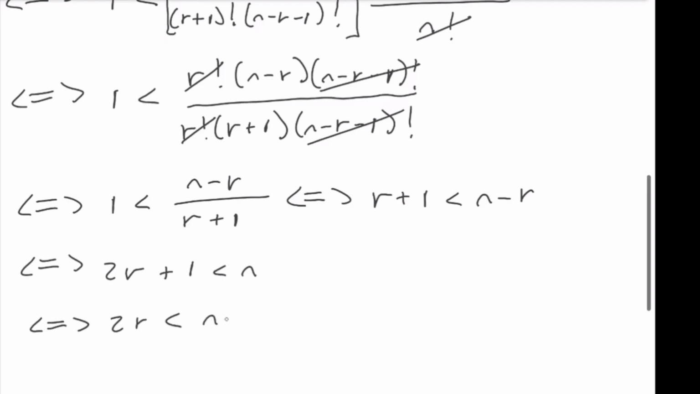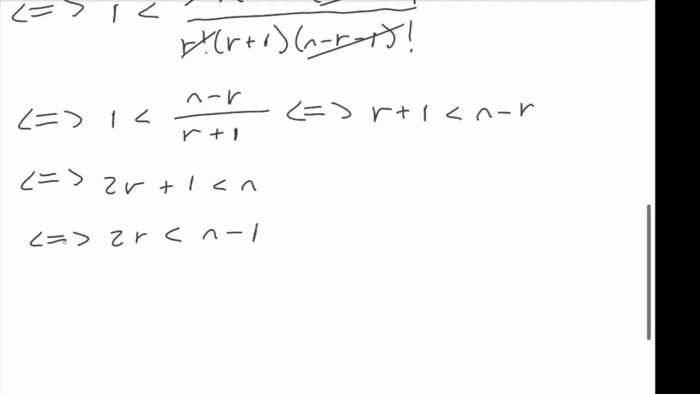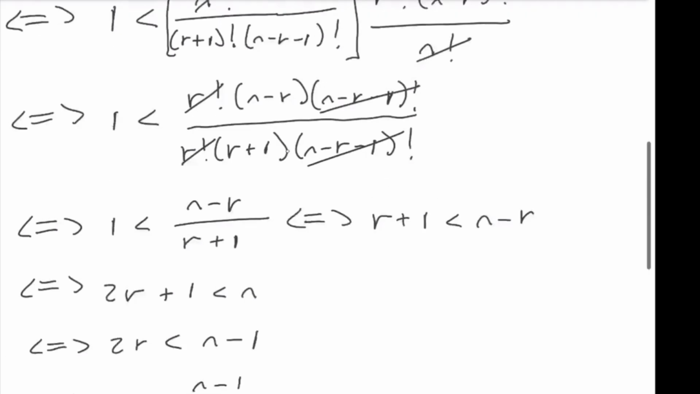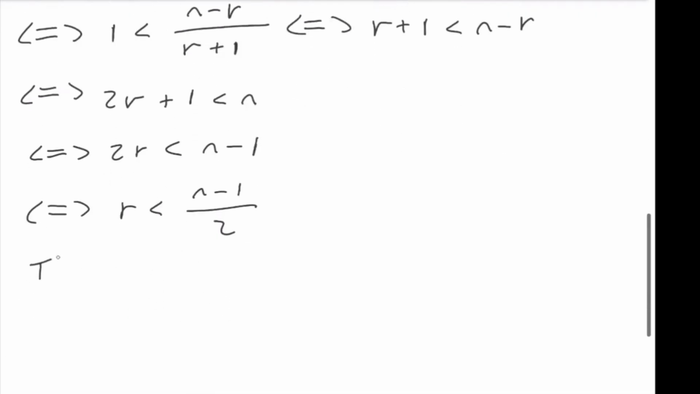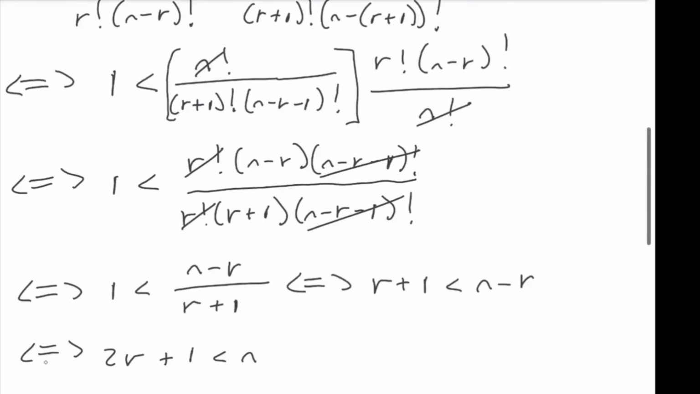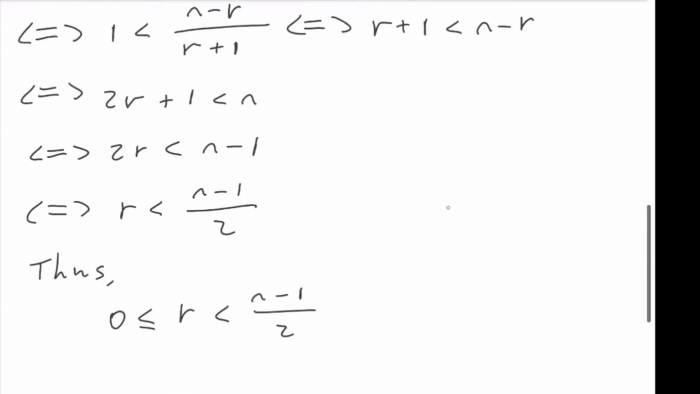And then I can subtract 1 from both sides. 2r is less than n minus 1. And then I can divide both sides by 2, right, to get r is less than (n minus 1) over 2, which is exactly what I wanted to show, right? And by definition, I know r is greater than or equal to 0. So, thus, we have 0 is less than or equal to r, which is less than (n minus 1) over 2, right? So we're able to get from here, right, all the way to here, which is what we wanted to do for the proof.